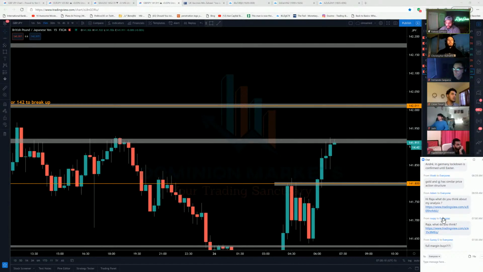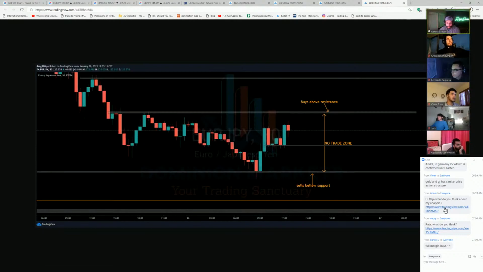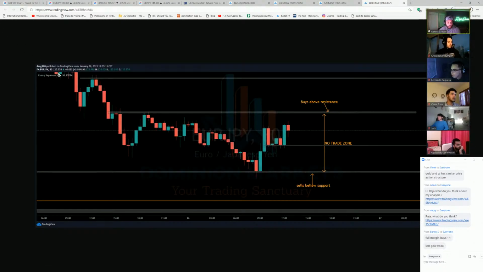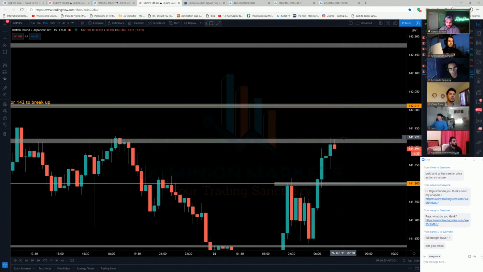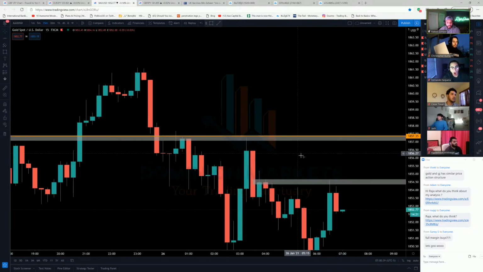Let's take a look at this chart here. This is Euro JPY. Buys above resistance, sells below support. Looks good, looks good. This is also no trade range. Buys above 142. Yeah, that's something I'm looking for as well. Buys above 142.